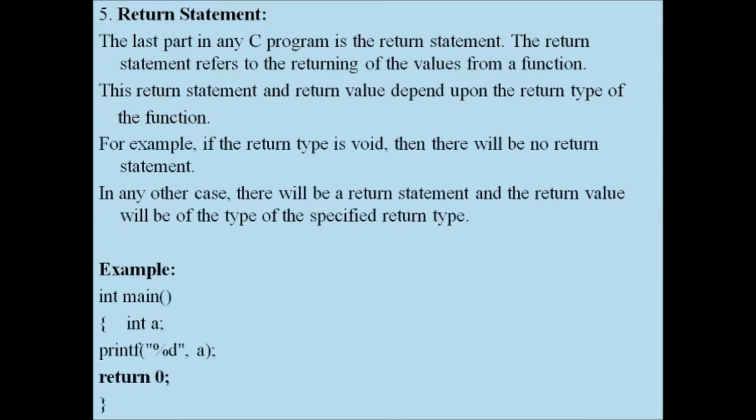There is an example for this, that is the main function is declared here as integer data type. That's why the return statement is return 0. Okay, so these are the components of the programming structure of C language.